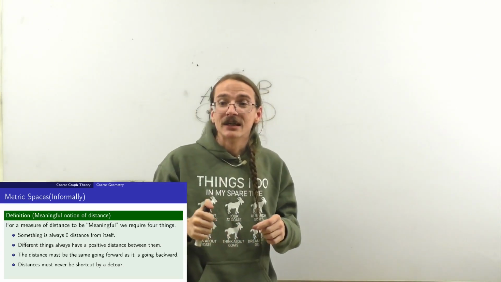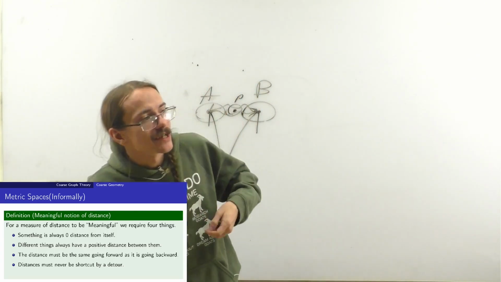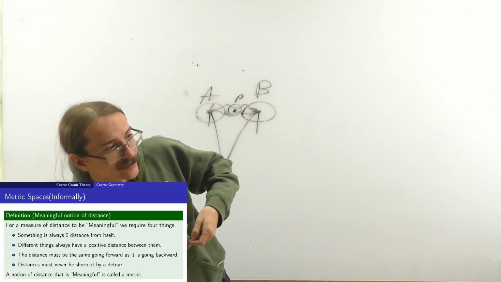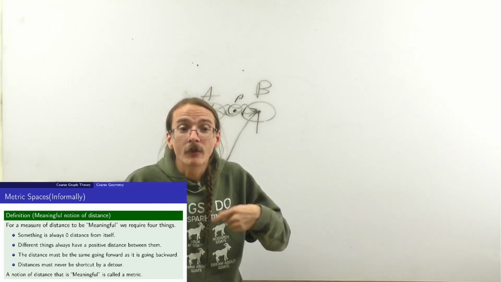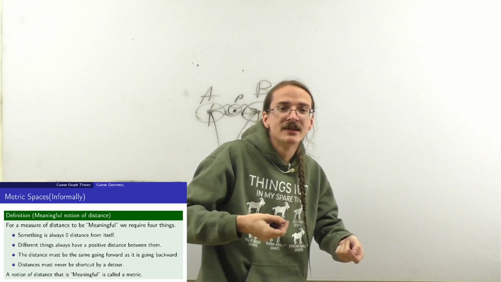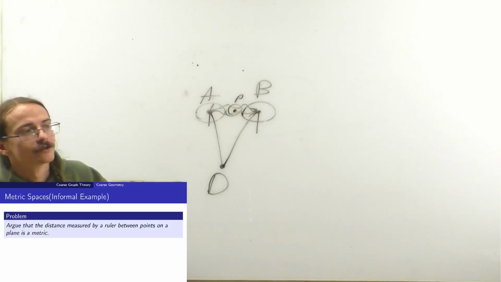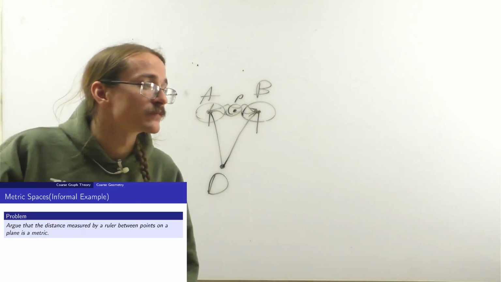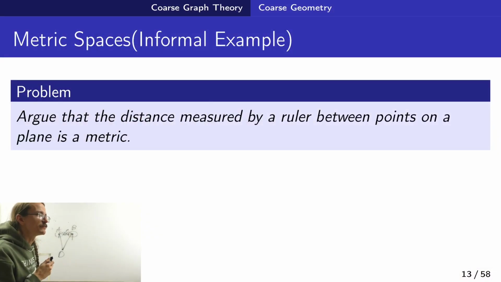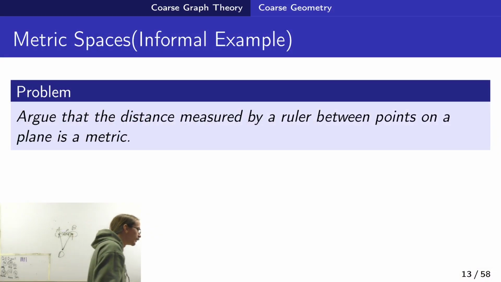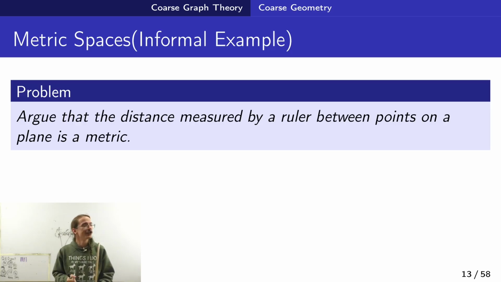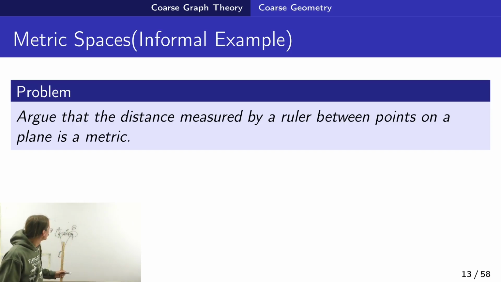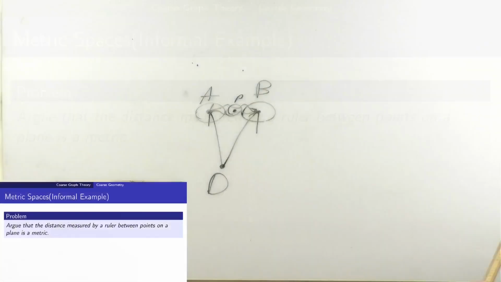Okay. That is, as that slide is probably titled, very informally what we mean by a metric space. Advance me one more. Problem. We have to argue that the distance measured by a ruler between points on a plane is a metric. Well, we already did that once. We said it was meaningful. We just asserted that by fiat, like a ruler. Now let's do it using the ideas we already have.